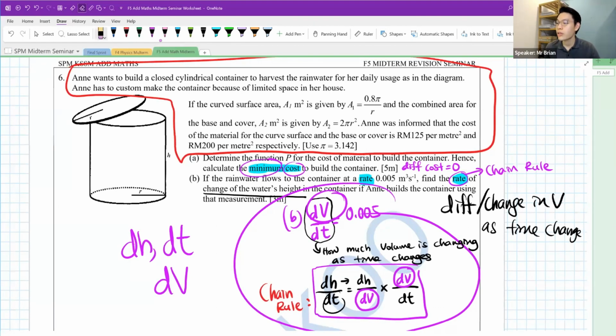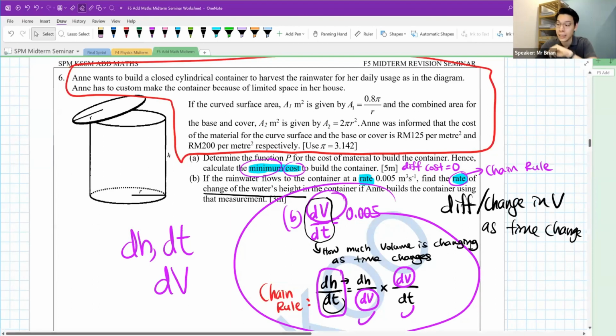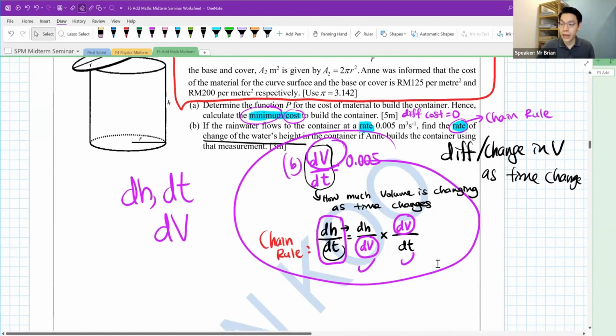So you just need to go and find both of these things, this one and this one. Then you can find out what the question wants. The question wants you to find dh/dt. Don't worry, later on I will do the working and I believe you'll be able to understand it. I'll write it step by step.